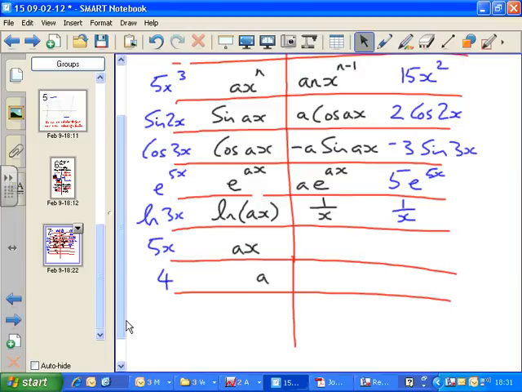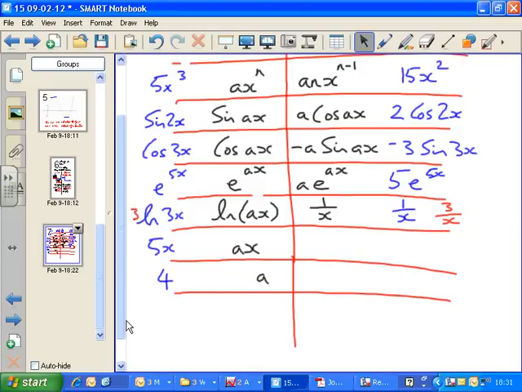Good question. So say I had a 3 in front of here, 3 log 3x, then I'd have 3 over x, because the 3 would stay there. So yeah, thanks for that, Daniel. Good point. You're assuming because it's no number, it's going to be 1. Yeah, that's right. Yeah.